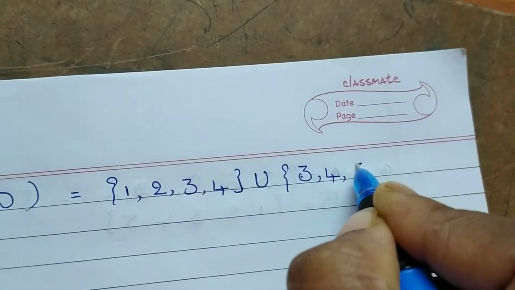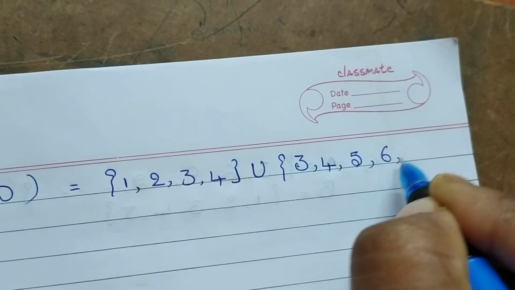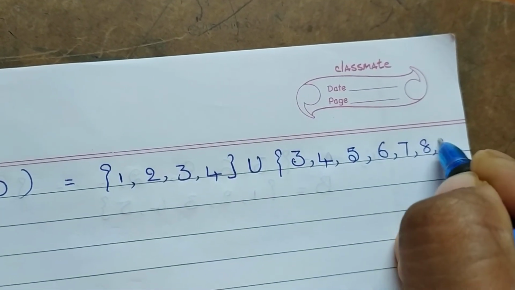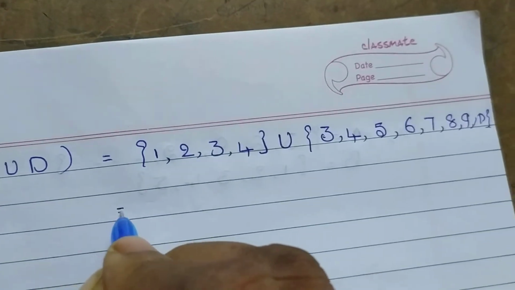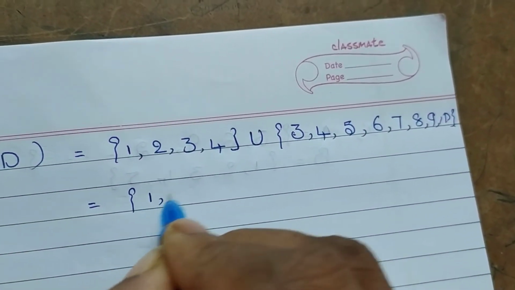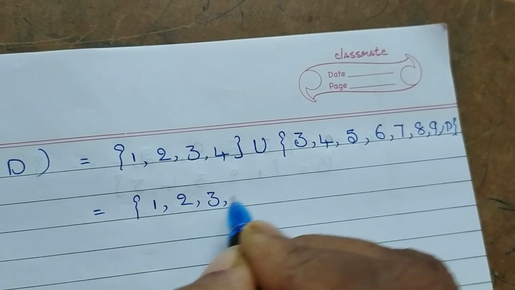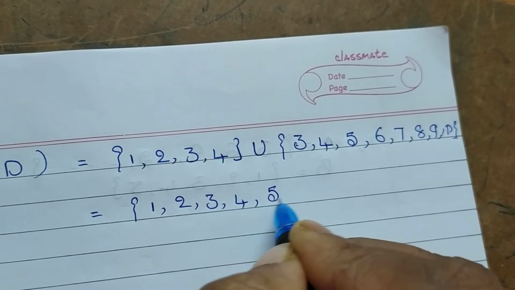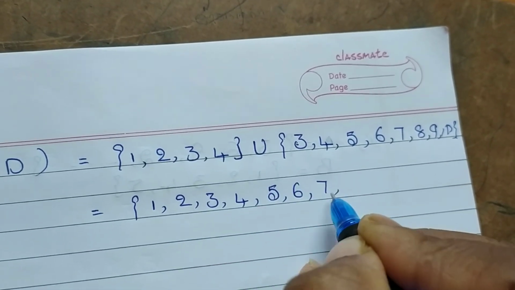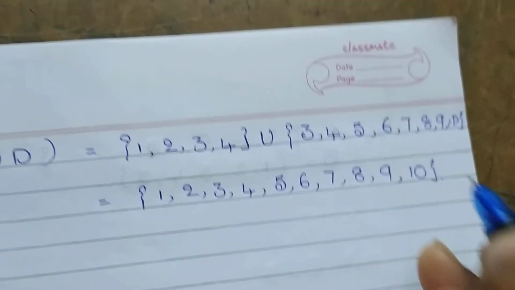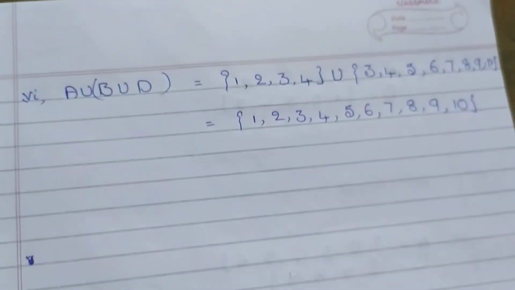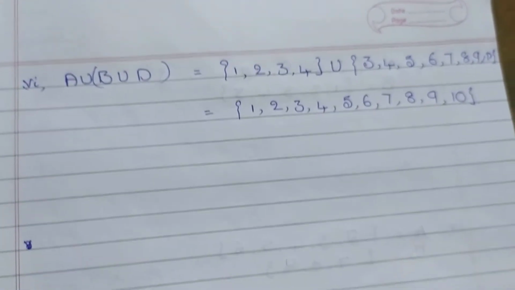3, 4, 5, 6, 7, 8, 9, 10. So how much you will be getting? 1, 2, 3, 4, 5, 6, 7, 8, 9, 10. These are the elements of A union B union D.